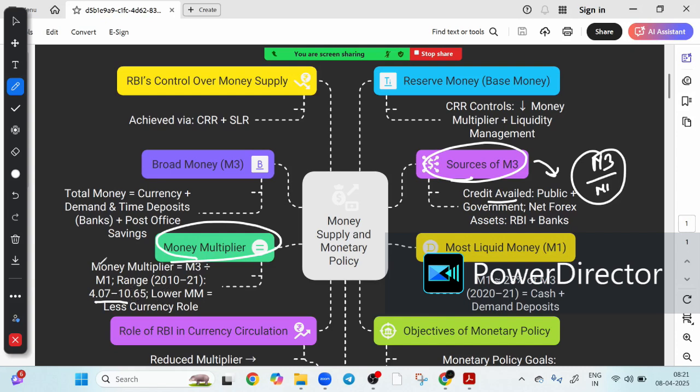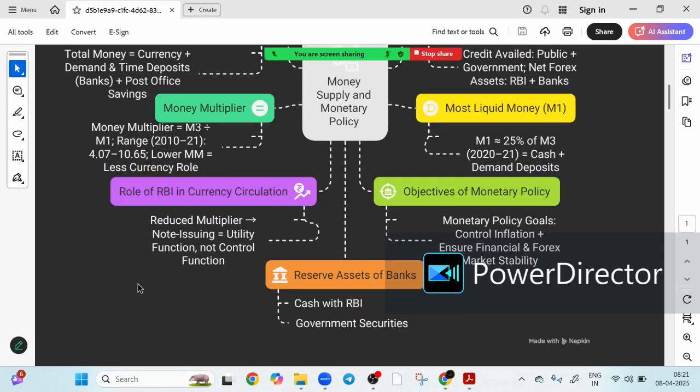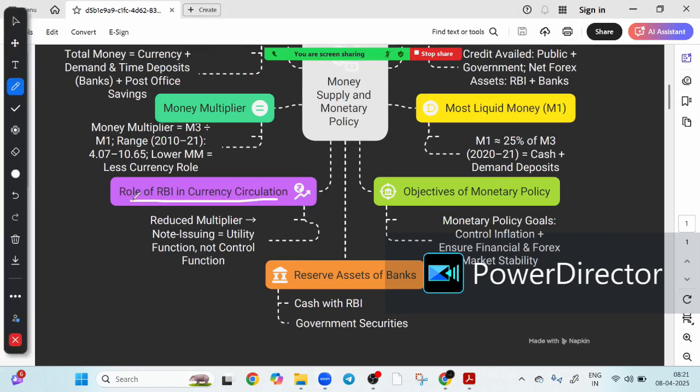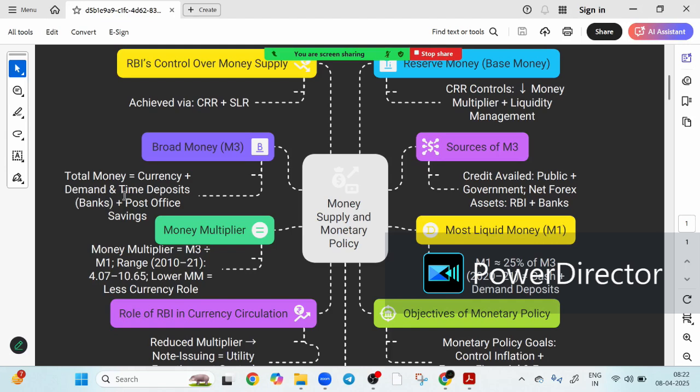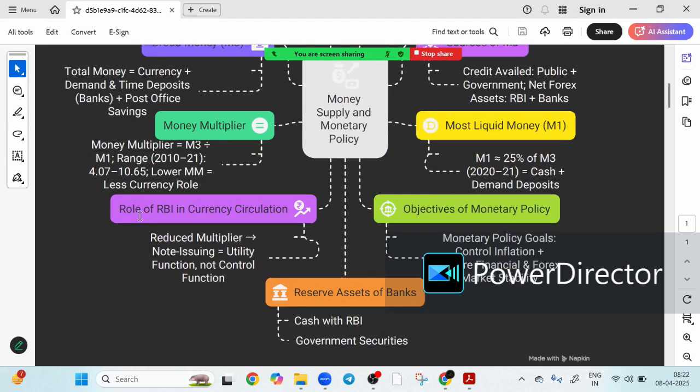However, the RBI's role in currency circulation is more of a utility function. So let me tell you about this particular point, the role of RBI in currency circulation. It is more of a utility function: issuing notes, not directly controlling the money supply. Note issuing is the role of the RBI. A reduced multiplier means less reliance on physical currency. And M3 is called the broad money. What does M3 include? M3 includes currency plus demand and time deposits with the bank, plus post office savings.